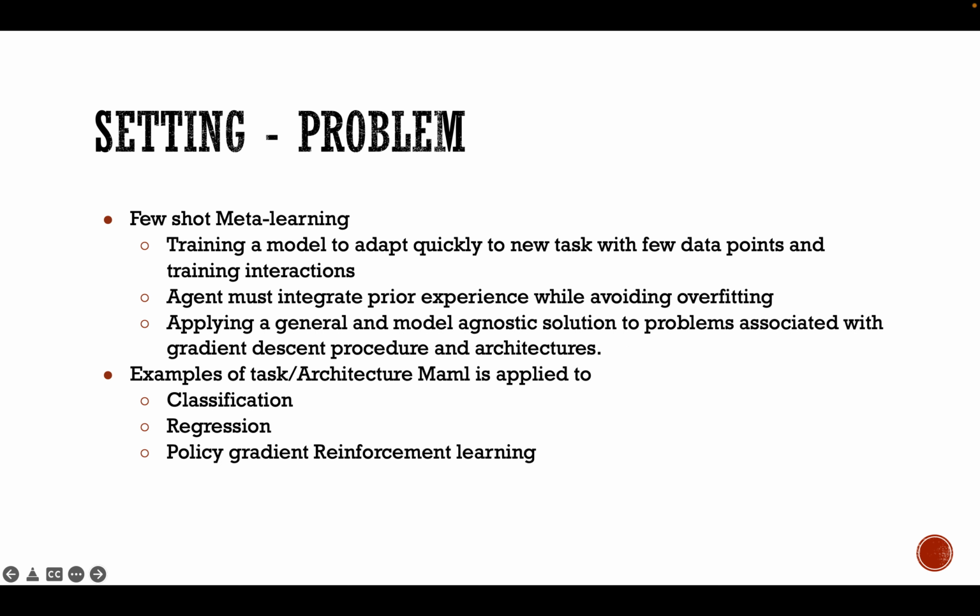Few-shot meta-learning is a concept that basically trains a model to adapt quickly to a new task with few data points and training interactions. The basic concept is that when you are given a set of characters, by looking at them, few-shot should basically say that, okay, if I give you this character, can you build a model that can identify a similar character elsewhere and identify it as the right character or if it's a totally wrong one. So it can also be applied to classification and regression type of problems and policy gradient reinforcement learning as well.